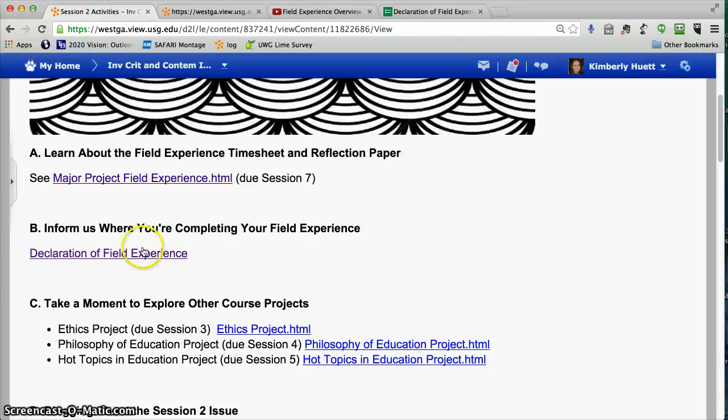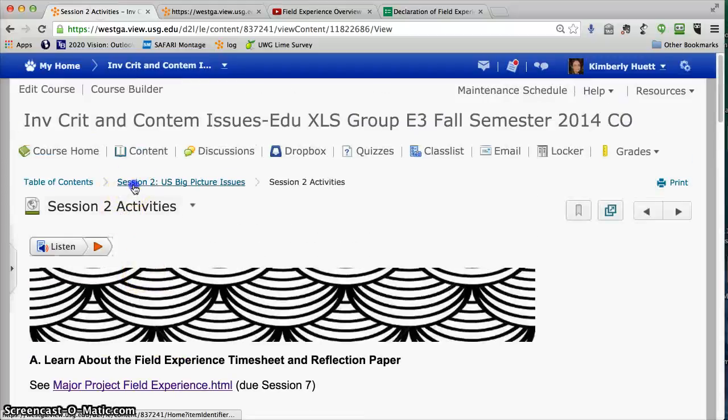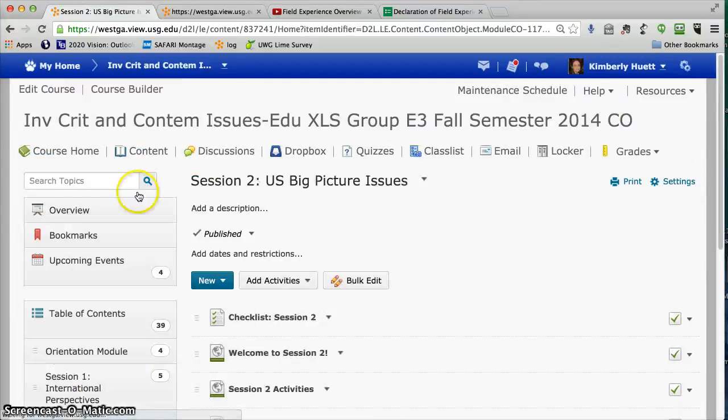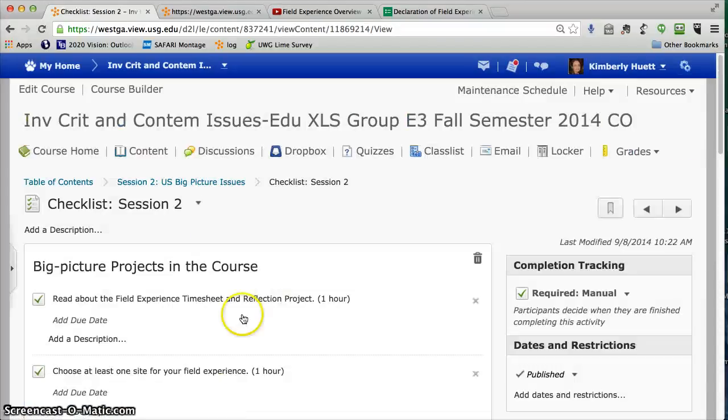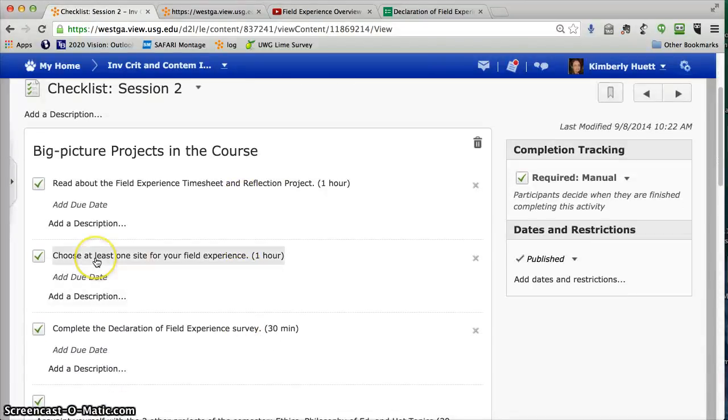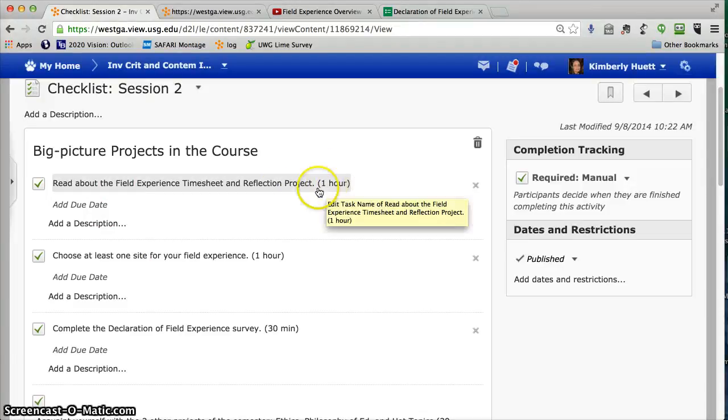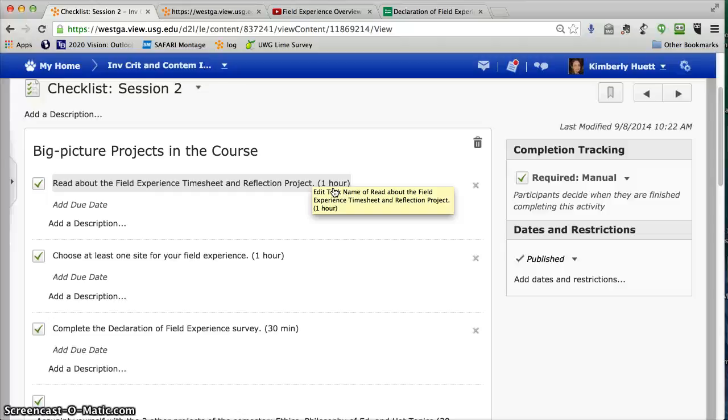And there was a reason in session 2 that I put in the checklist, I think. Let's go look. Read about the field experience. I told you should take an hour to do that. And so if you've only looked at it for 2 minutes or something, then it would make sense to me why it wouldn't make sense.